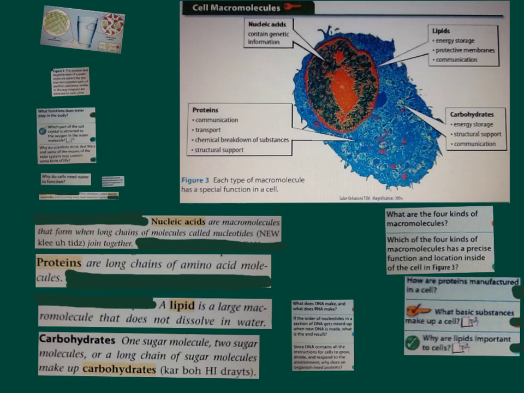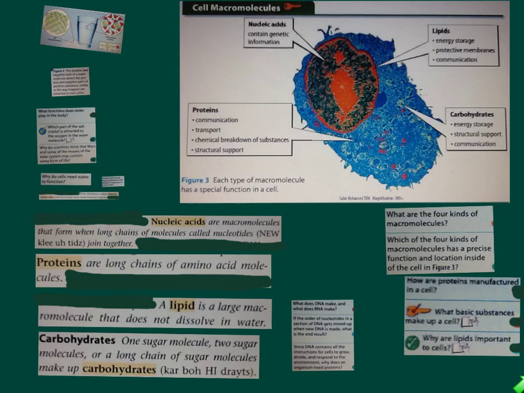Nucleic acids. Both deoxyribonucleic acid and ribonucleic acid are nucleic acids. Nucleic acids are macromolecules that form when long chains of molecules called nucleotides join together. The order of nucleotides in DNA and RNA is important. If you change the order of words in a sentence, you can change the meaning of the sentence. In a similar way, changing the order of nucleotides in DNA and RNA can change the genetic information in a cell. Nucleic acids are important in cells because they contain genetic information.